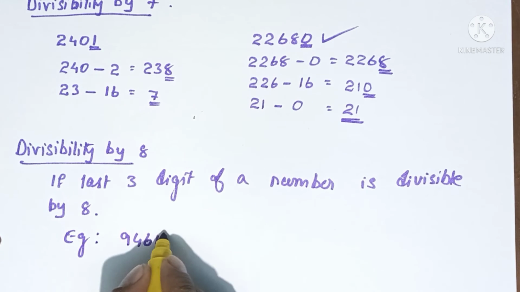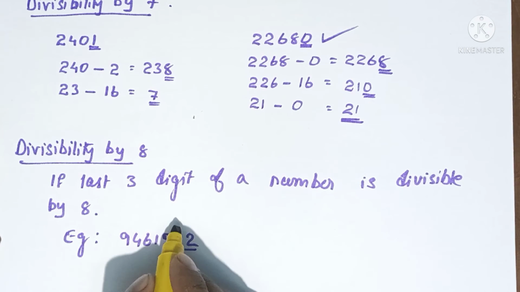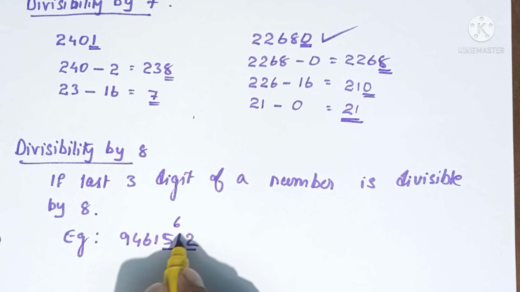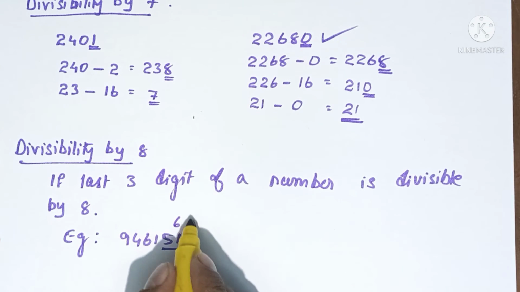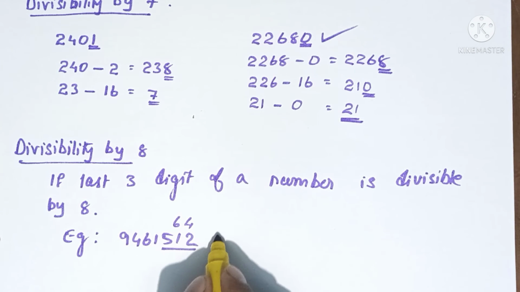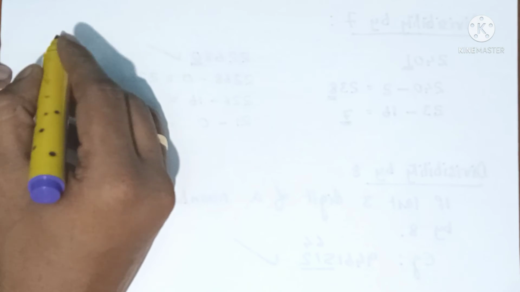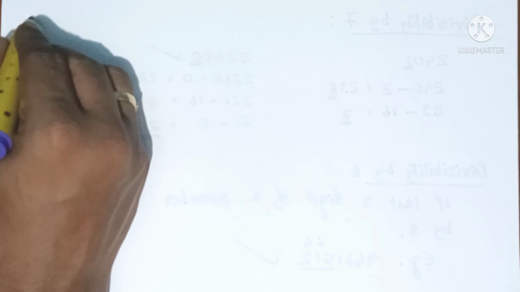9, 4, 6, 1, 5, 1, 2. We have to check the last 3 digits, 512, whether it is divisible by 8 or not. So 6 8s are 48, remaining 32, 4 8s are 32. So the last 3 digits are divisible by 8. So this whole number is divisible by 8. Clear? Okay, next is divisibility by 9.